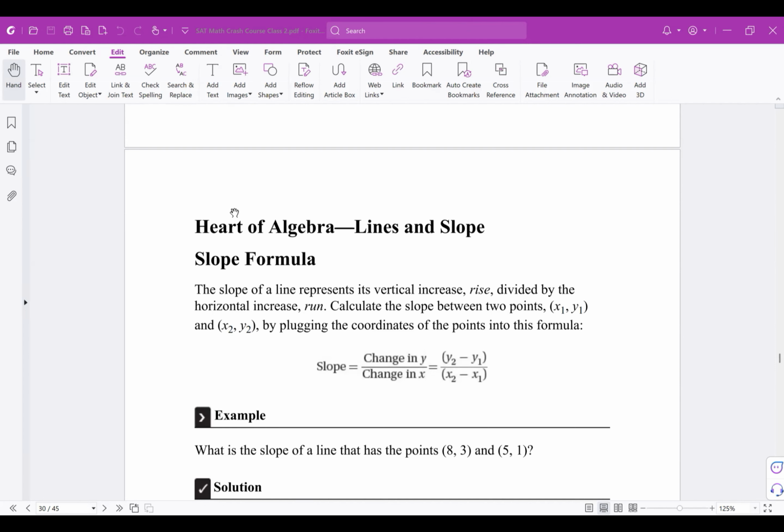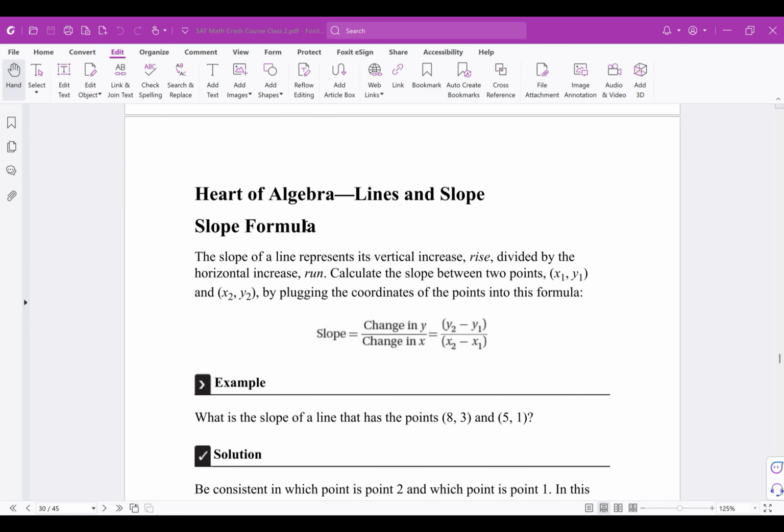We are going to see the Heart of Algebra: lines and slopes section. As we have taught in our previous classes, we have seen linear equations, quadratic equations, and different types of equations in our algebra section, and I have talked much about lines and slope in the linear equations section.